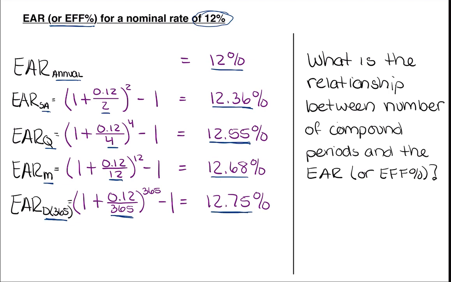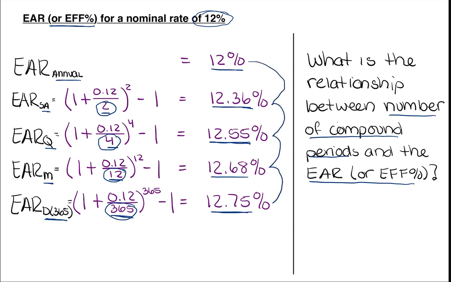So what do we notice about the relationship between the number of compounding periods and the effective annual rate? Well, as we increase the number of compounding periods, what's happening to our effective rate? It's increasing. So the more often we're compounding in a year, the more money we're making, or the rate is actually a little bit higher, making more off of that money. So the more often we compound, the greater the effective rate.